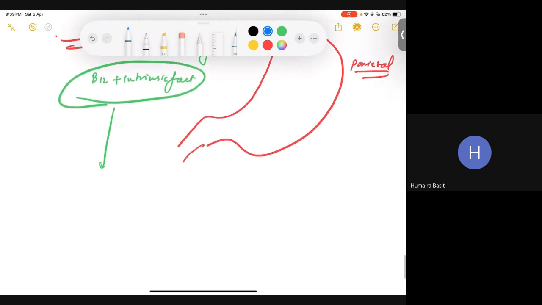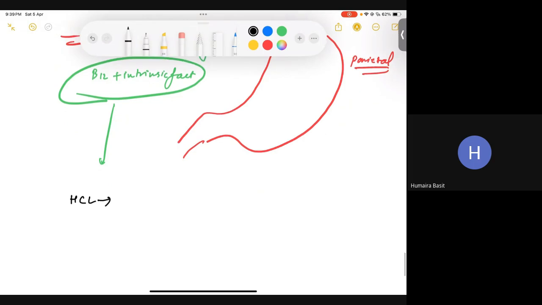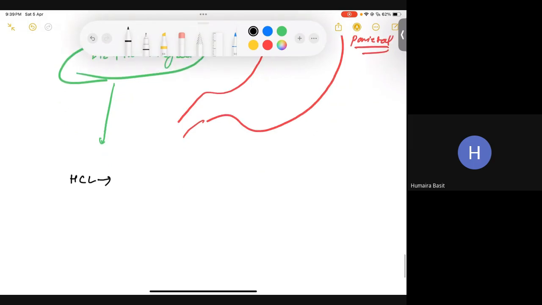Okay, so the next function of your parietal cell is to release HCl. We already discussed that for the release of HCl, parietal cells basically have three receptors, or three stimuli. What's the first one? Gastrin. Perfect. What's the second one? Vagus nerve, acetylcholine, or vagal stimulation. What's the third one? Histamine.